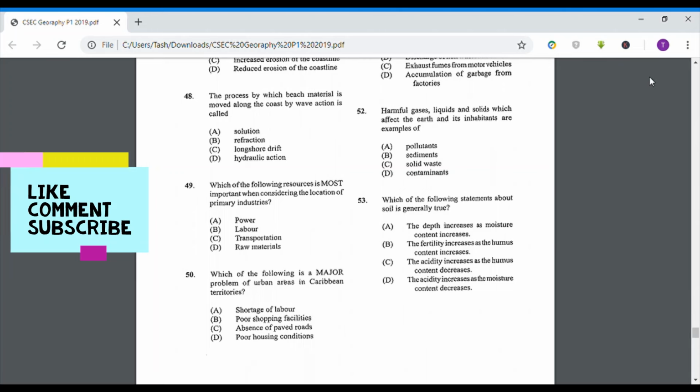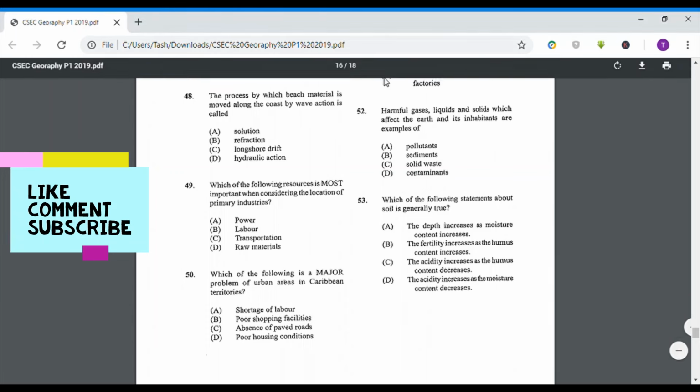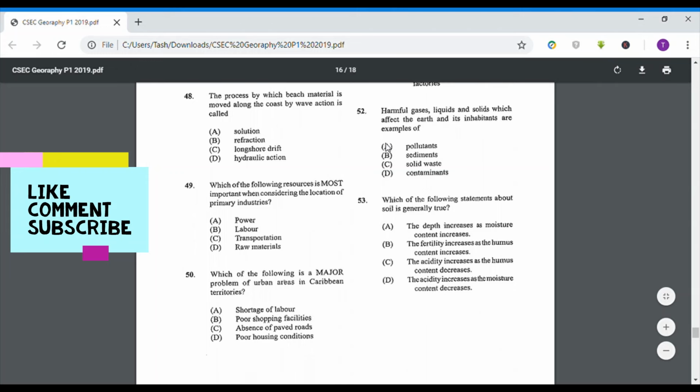So for this one, the answer is going to be A, pollutant, because the question clearly said harmful gases, liquids, and solids which affect the earth and its inhabitants. So those would have been pollutants. You can have something that is contaminated or they are contaminants, but they are natural contaminants, so they are not necessarily harmful. So for 52, the answer is going to be letter A.